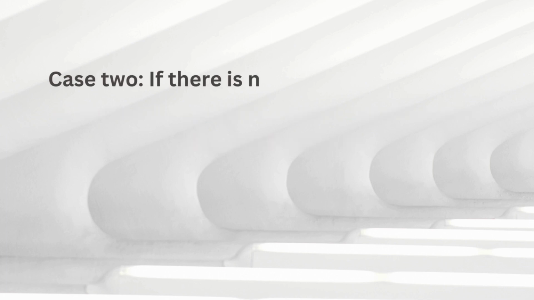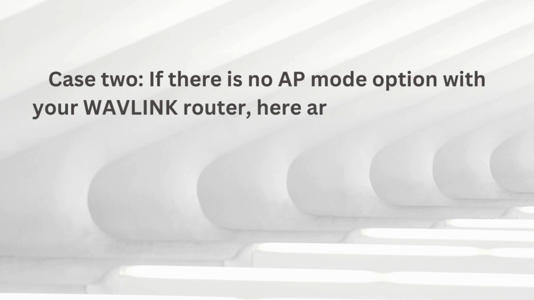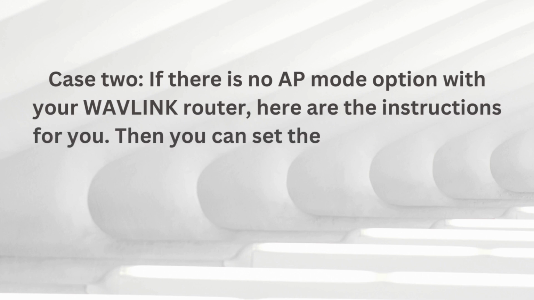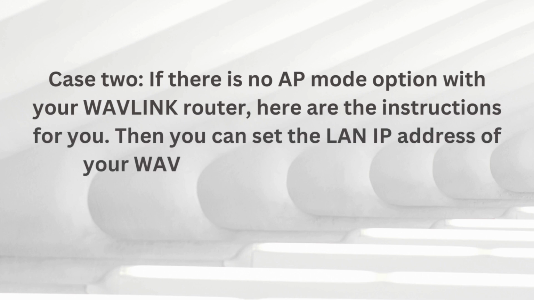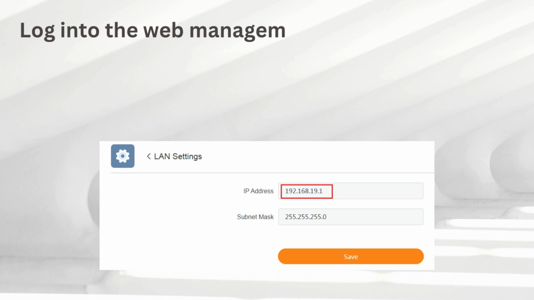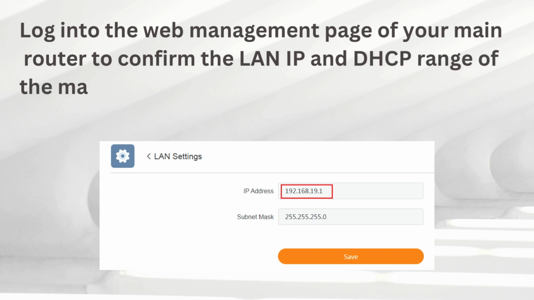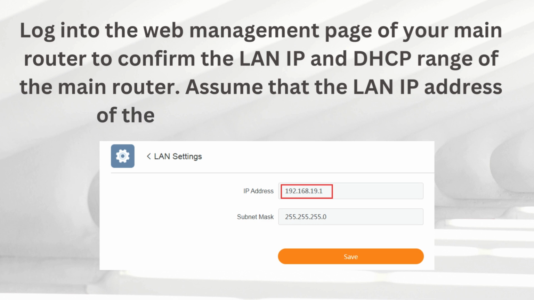Case 2. If there is no AP mode option with your WAVLINK router, here are the instructions for you. Then you can set the LAN IP address of your WAVLINK router to 192.168.19.2. Log into the web management page of your main router to confirm the LAN IP and DHCP range of the main router. Assume that the LAN IP address of the main router is 192.168.19.1.